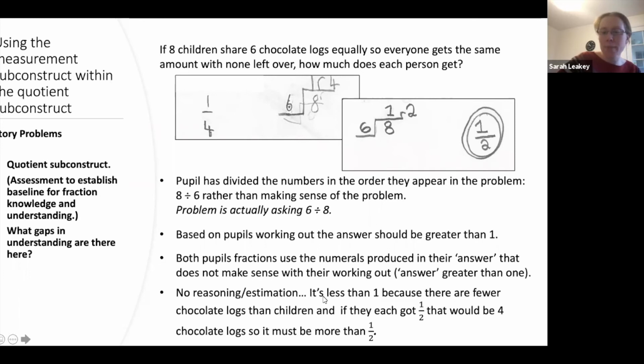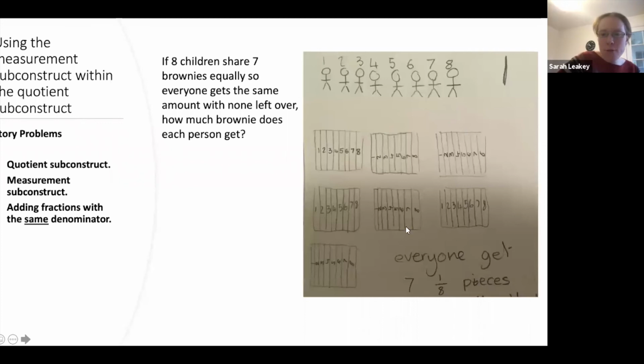So the types of things you want children to start reflecting on are things like this. I know the answer is going to be less than 1 because there are fewer chocolate logs than children. If I estimate and say they each get 1/2 of a chocolate log, that would be 4 chocolate logs. I've got 6, so there must be more than 1/2. If you explore these types of problems through drawings and making sense of the problems, pupils start to develop this a lot more easily.